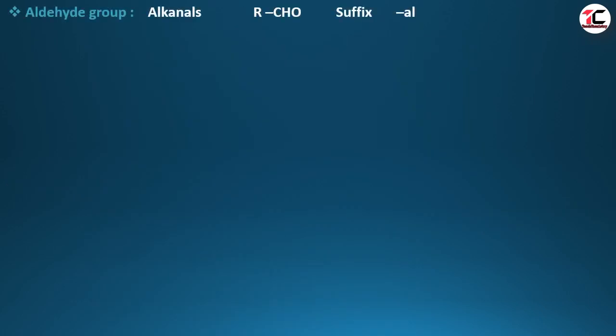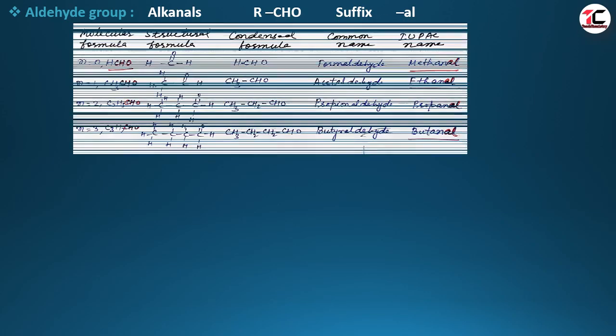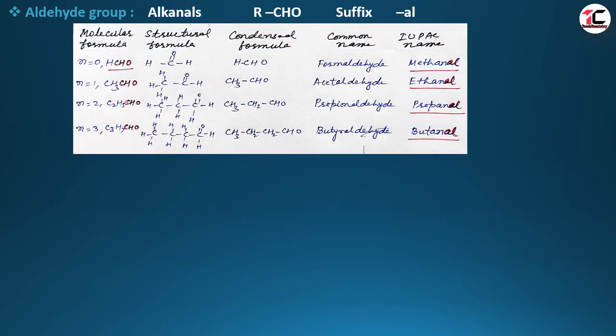aldehyde group. Aldehyde group compounds are called alkanals with the general formula RCHO and suffix al. Let us see in the table. We can see the general formula RCHO. Here already there is one carbon atom. So if we start with 1, we will not take any more carbon atom. That means n is equal to 0. Then its molecular formula becomes HCHO.